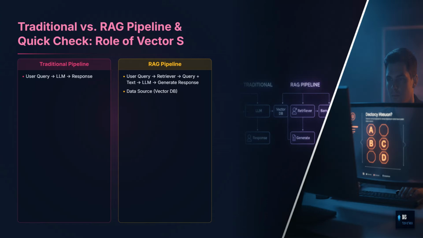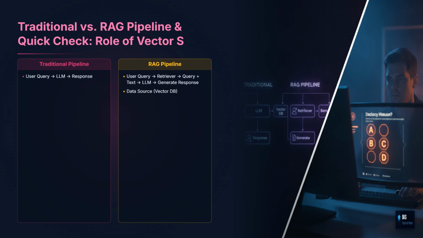Let's compare how a traditional LLM works versus a RAG pipeline. In a traditional setup, the user asks a question, and the LLM generates a response directly. It's simple but limited. With RAG, the process is more involved. The query goes to a retriever, which consults a vector DB, our data source. It fetches relevant text, combines it with the query, and then the LLM generates the final response. This gives us much richer context.